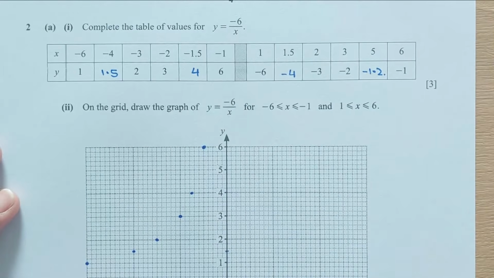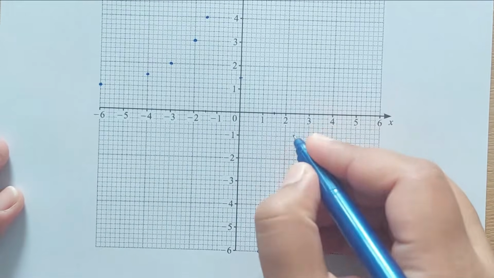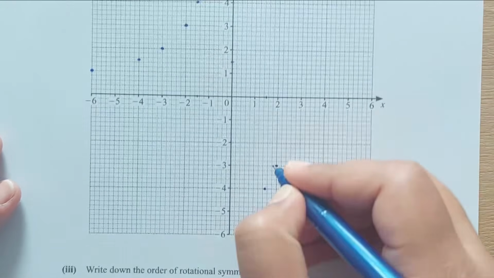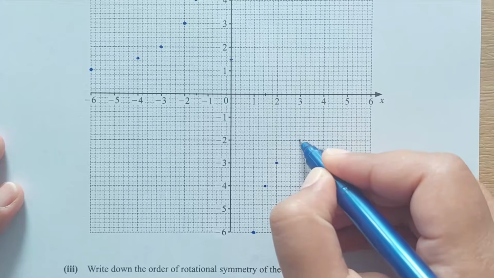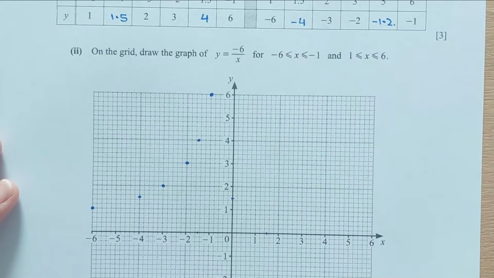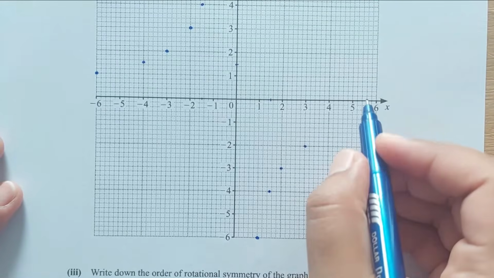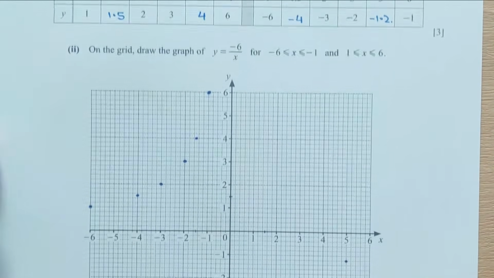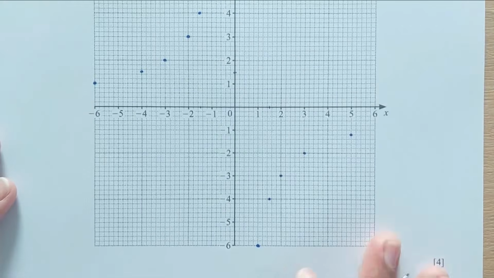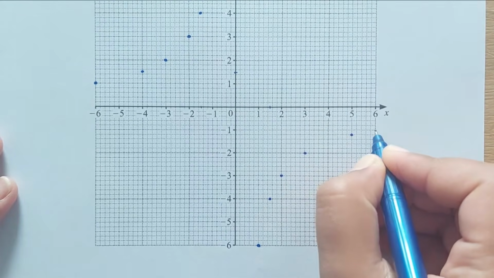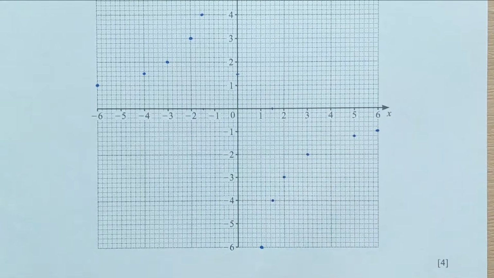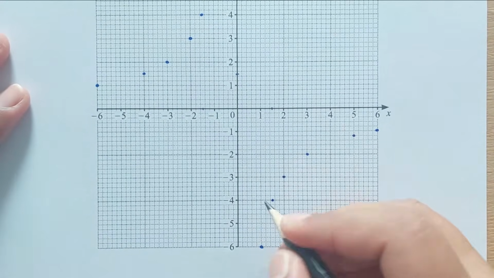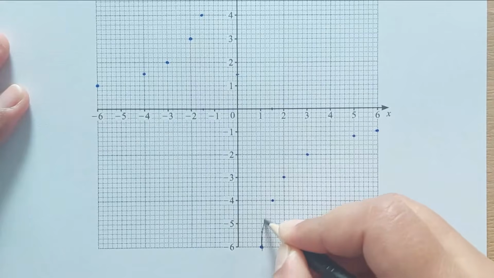Right. For 2, it is negative 3. 2, minus 3. At 3, it's minus 2. And at 5, it is minus 1.2. For 5, minus 1 and then minus 1.2. Right. At 6, it is negative 1. The last point for 6, minus 1. Right. Now let me draw the line and make sure your curve passes through each and every point.